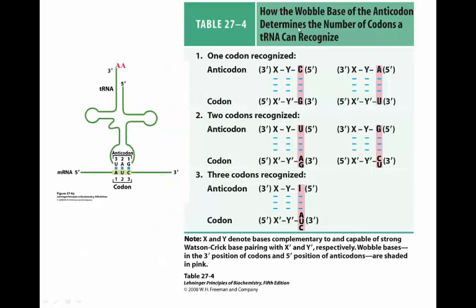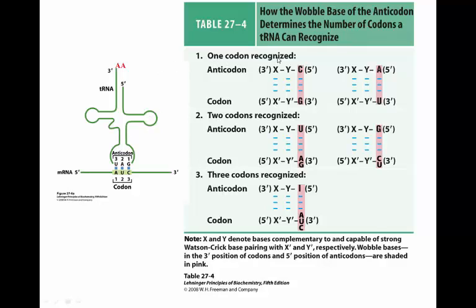Now we're going to have a phenomenon called wobble. And what wobble does is the wobble base of the anticodon determines the number of codons a tRNA can recognize. So even though we have 61 different coding triplets in the genetic code, we don't have 61 tRNAs. We have something more like 30 some odd. In different organisms, there's different tRNAs, but we have to have at least 31 tRNAs to recognize our 61 triplet codes.